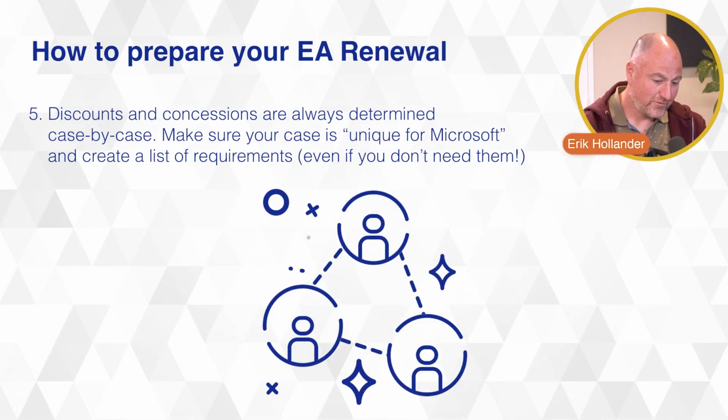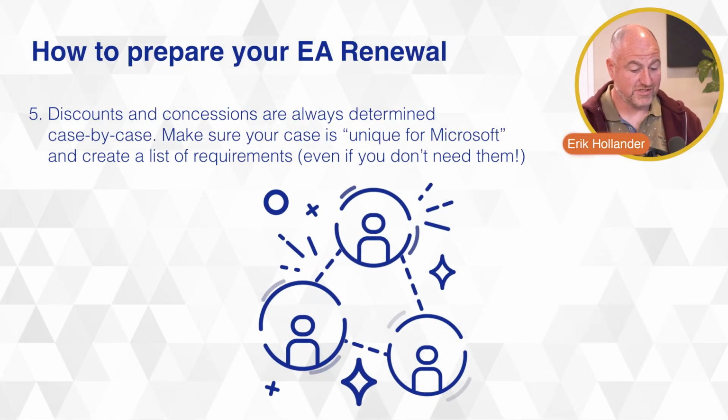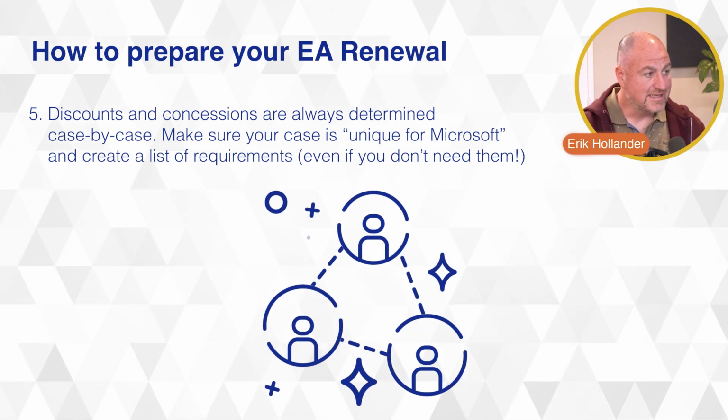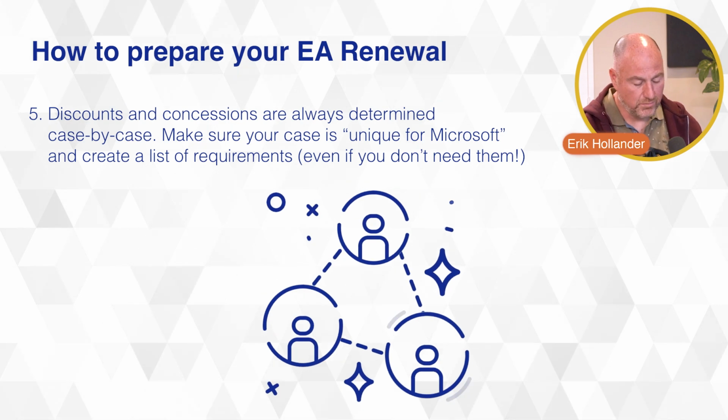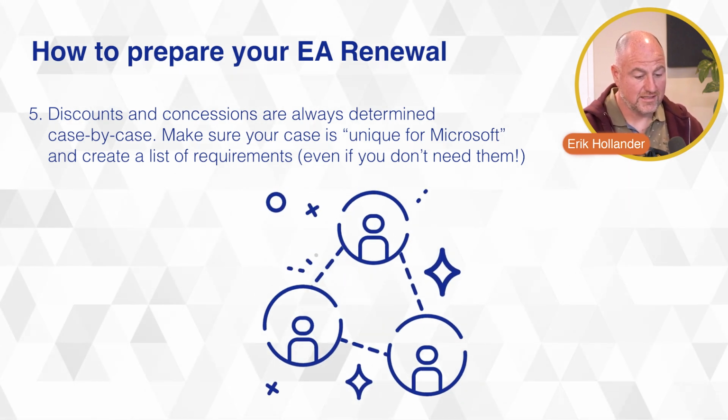A good example for item 5: discounts and concessions are always determined on a case-by-case basis. So you have to earn it. And if you are using E3, deployed on E3, you will not get that discount. If you are on E3, you have the ambition to go to E5, you want to invest in Dynamics, you want to invest in Copilot, let's not forget that one, that has been very actual, then you will get your discount. But other than that, no. So therefore, you always should be very clear towards Microsoft about that ambition as well.